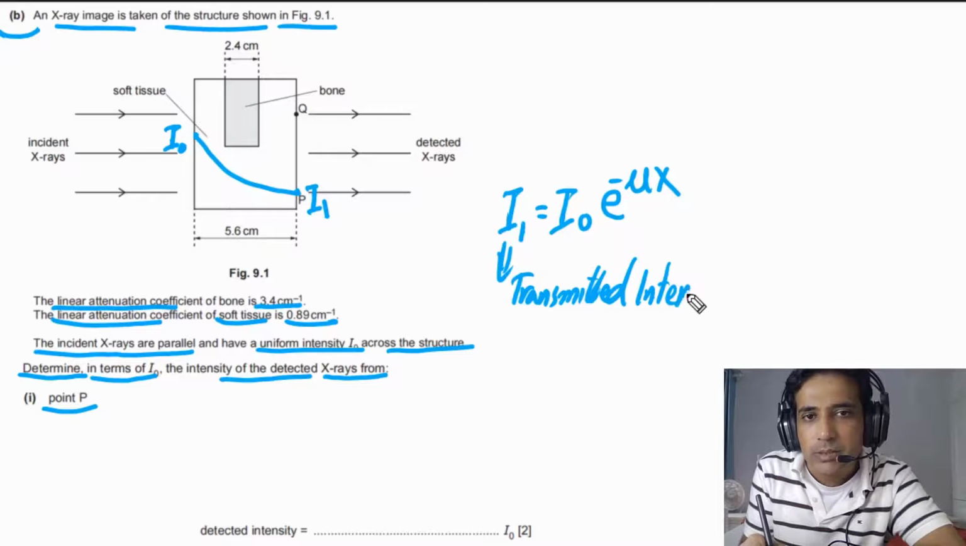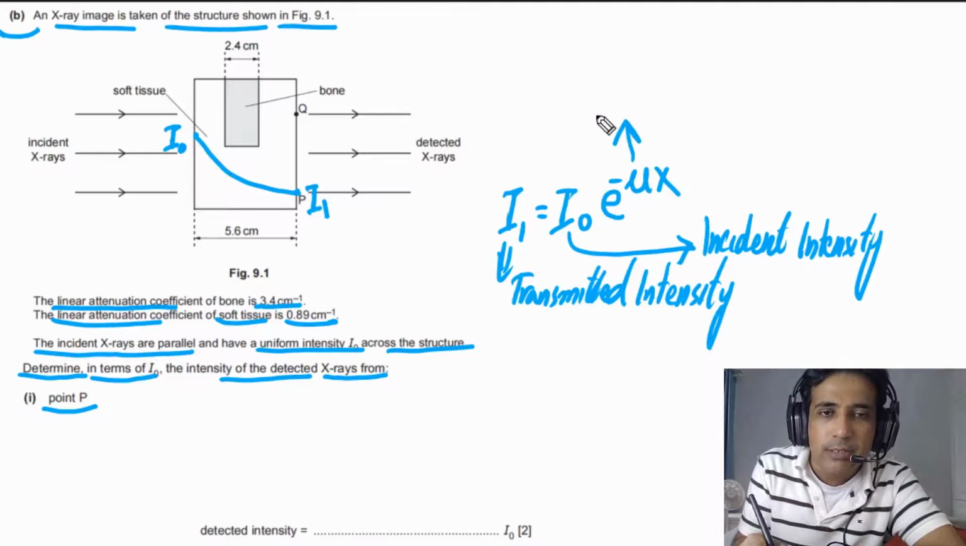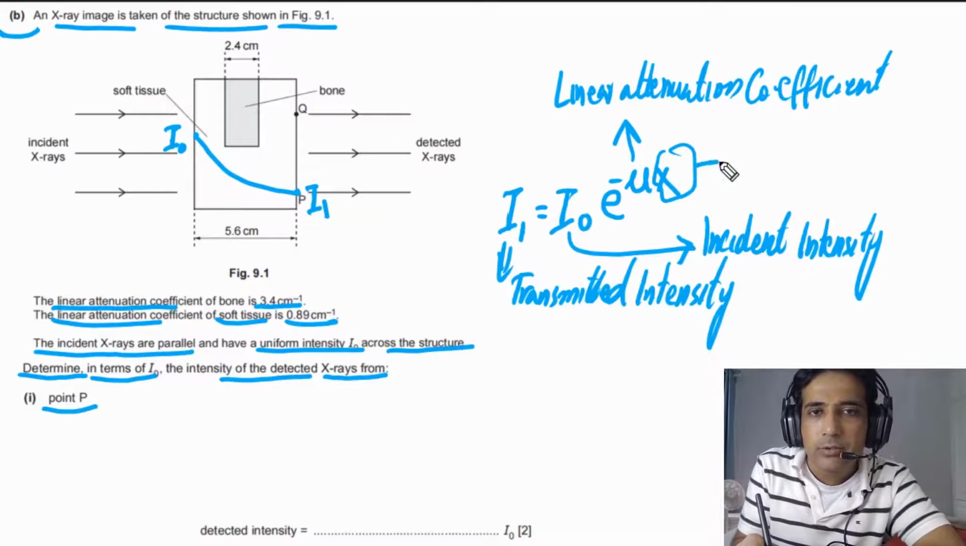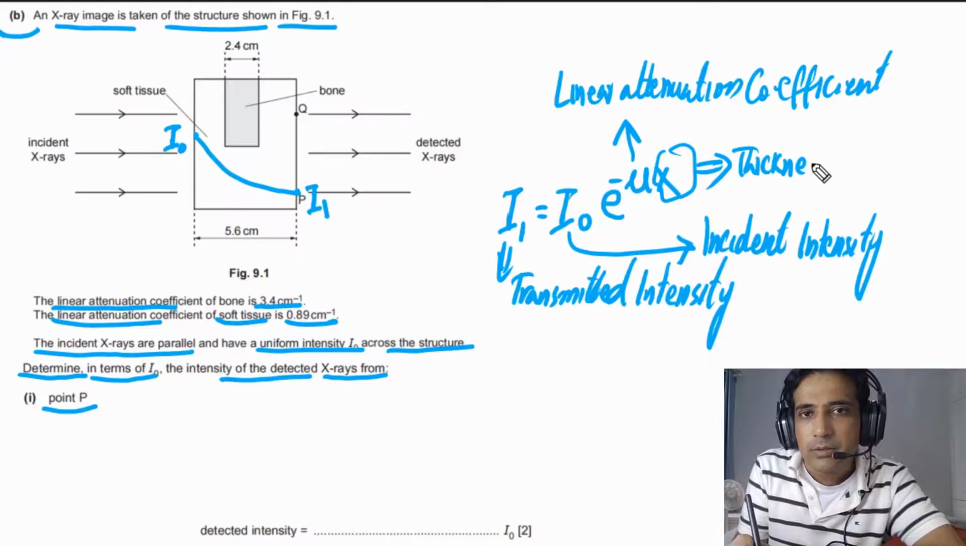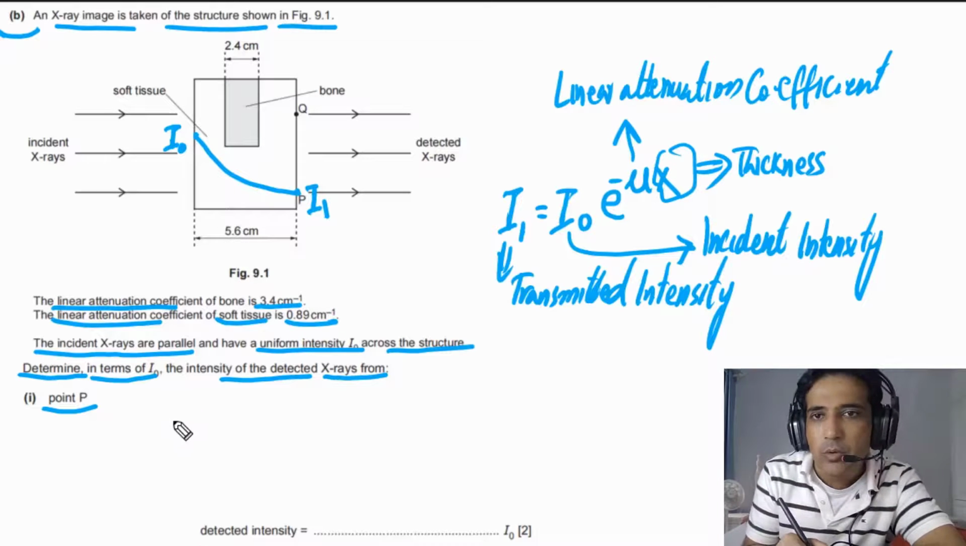So you need to understand these quantities. Transmitted intensity. I0, this one is incident intensity. Mu is attenuation coefficient, so this is the linear attenuation coefficient. And x is the thickness of tissues, so we can say this one is thickness. Now simply we need to plug in values and we can find out the value of I1.